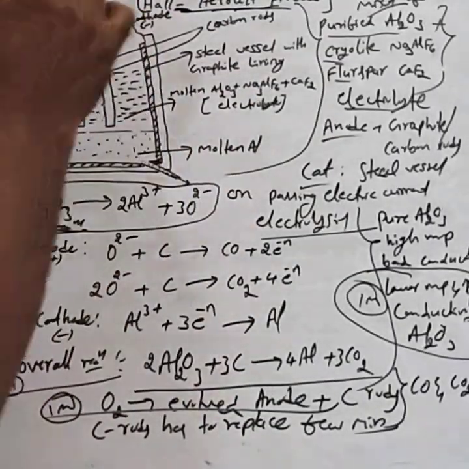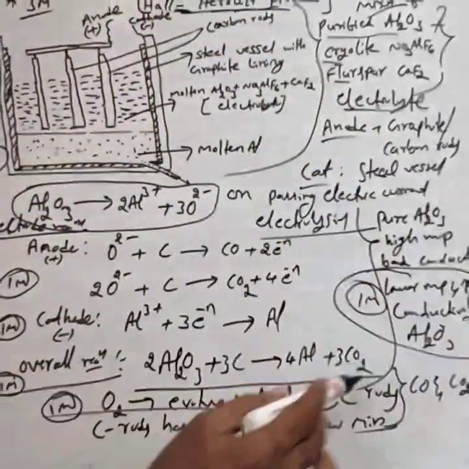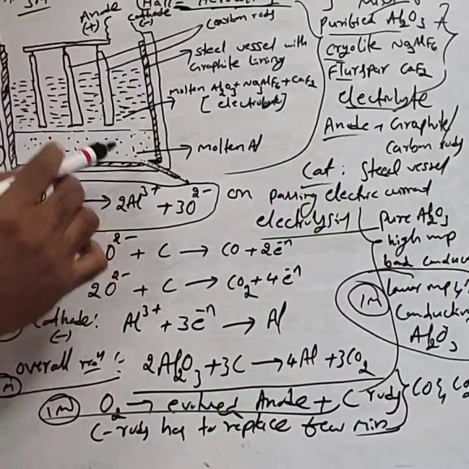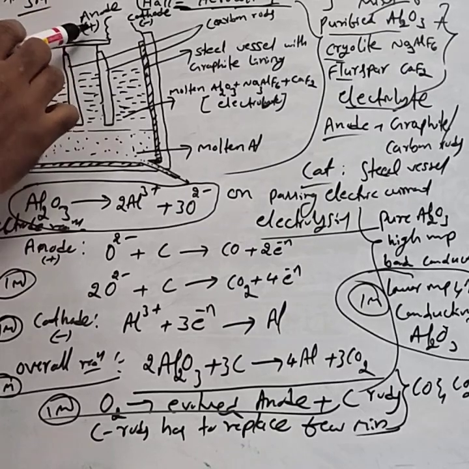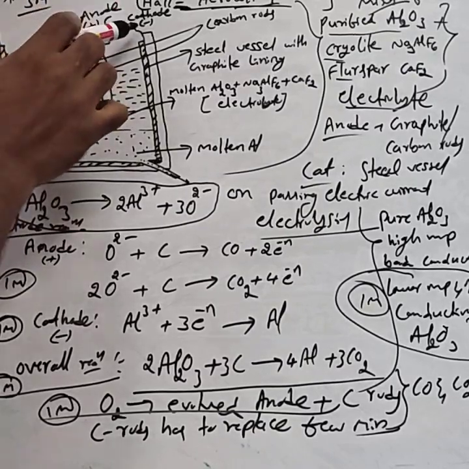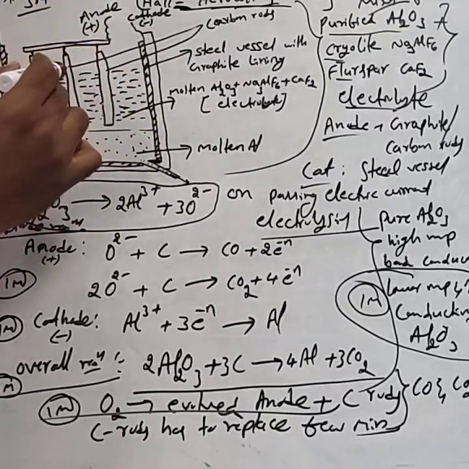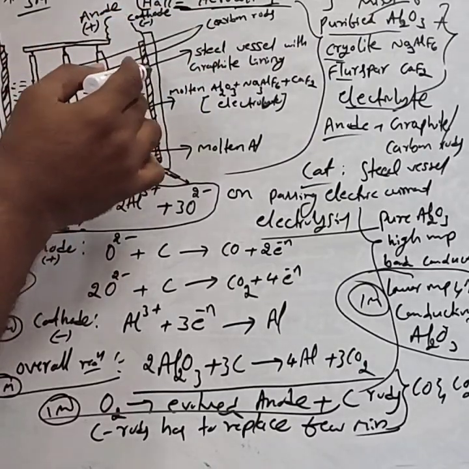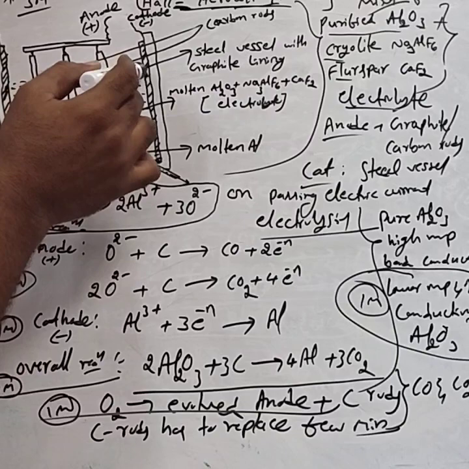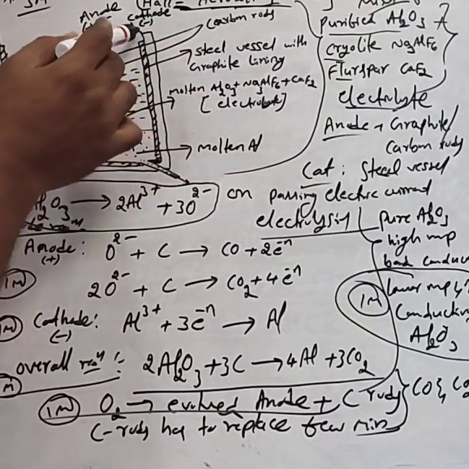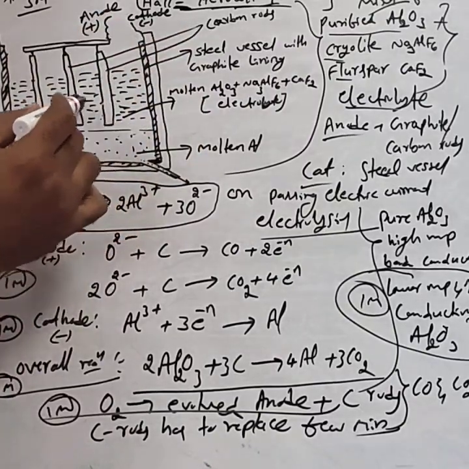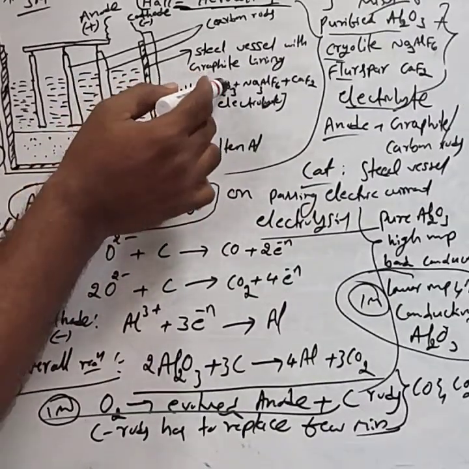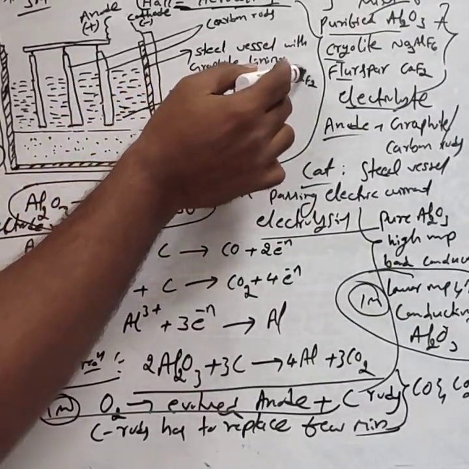All the students have to practice all these points, including the labeled diagram. You have to mention the anode charge as positive, cathode charge as negative. These are the carbon rods. Then this is the steel tank lined with graphite. That steel tank lined with graphite is the cathode. This mixture is considered as the electrolyte. The electrolyte is molten alumina, cryolite and fluorspar.